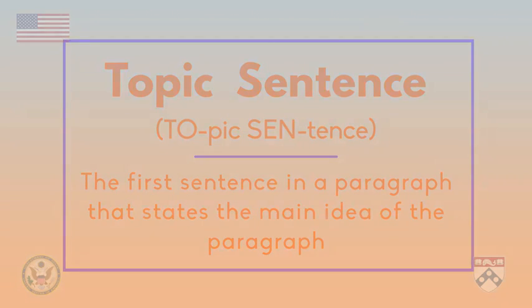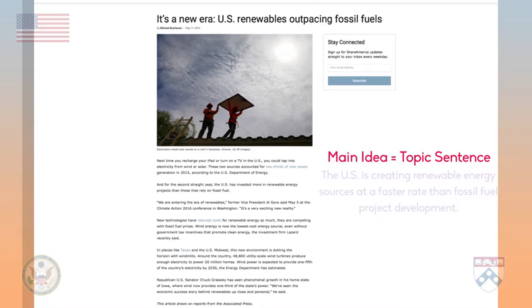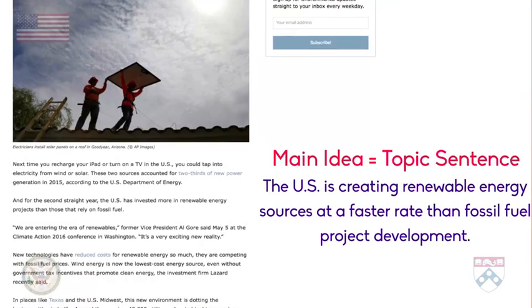So, if we look at the example from the previous video, what would be the main idea we want to express in our summary? Yes, it would be the main idea of the text. As a reminder, we said that the main idea of the text was that the U.S. is creating renewable energy sources at a faster rate than fossil fuel project development. So, this would be our topic sentence.